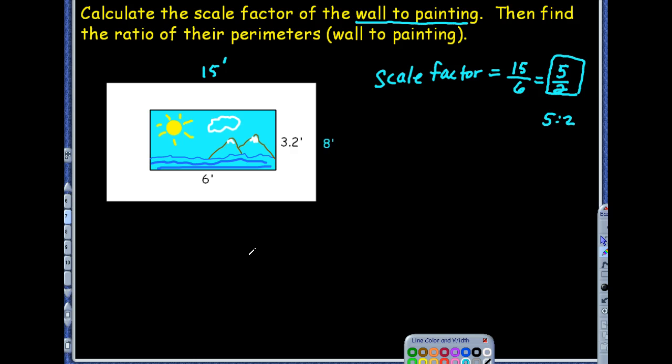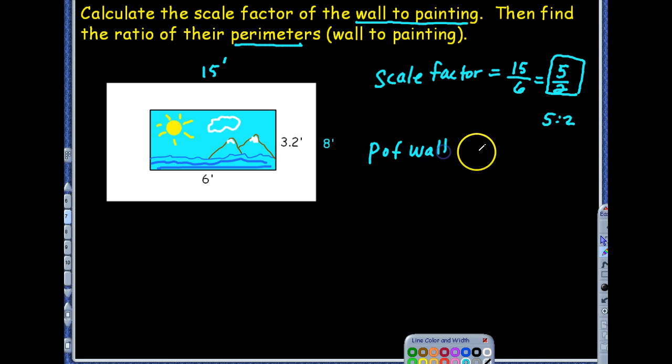It says, then find the ratio of their perimeters, which is the wall to painting again. Now, here's the deal. To find the ratio of their perimeters basically means we need to find their perimeters, right? So we're just finding perimeters of rectangles, adding all the sides. We can do that. So let's do the perimeter of the wall first.